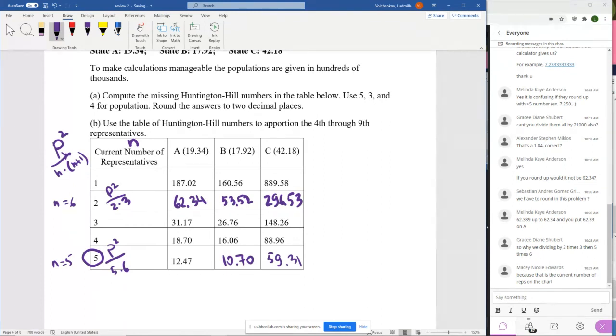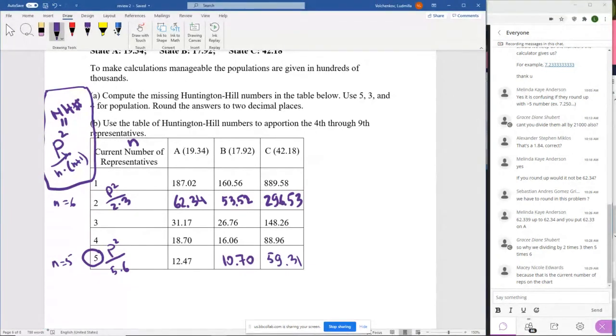And the second, you see in the formula, this is the formula for the Huntington-Hill number. In the denominator we have n, the current number of representatives, and we have n plus 1. So the current number plus 1. That's why. Okay, so now we have to apportion the representatives.